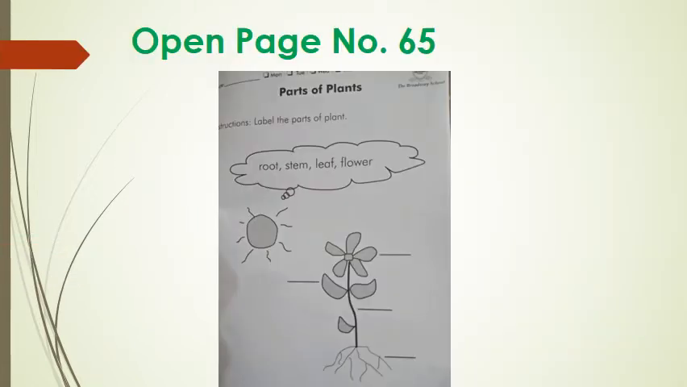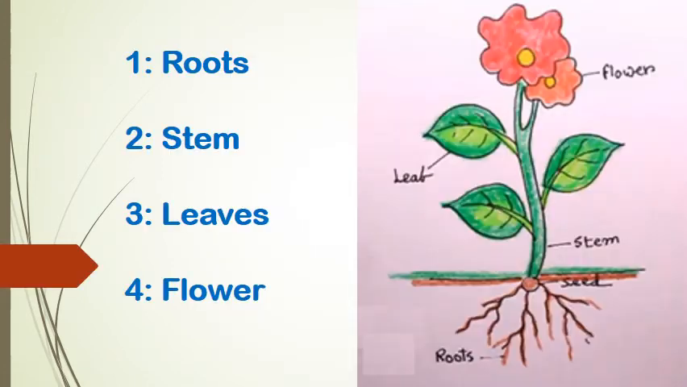Okay, now open your book, page number 65. On this page, you will see a picture of a plant. So you have to do an activity on this page. In this activity, you will label the parts of the plant in the right place. And I have said earlier the parts of the plant, which are root, stem, leaf, and flower.